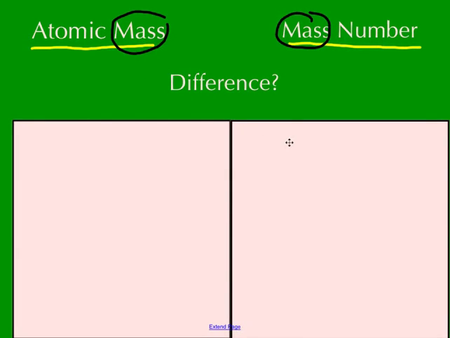Okay, so we're going to start with mass number. This is actually the one that we're going to be using majority of the time in class, just because it's going to make it a little bit easier for you guys, and we're going to be using nice whole numbers. So mass number is, ultimately, it's just the sum of the protons and neutrons.